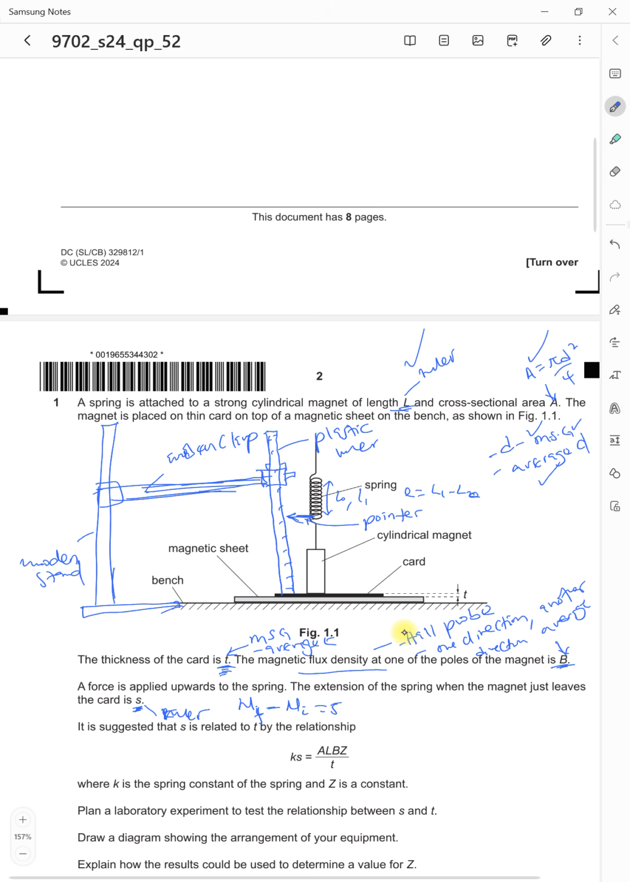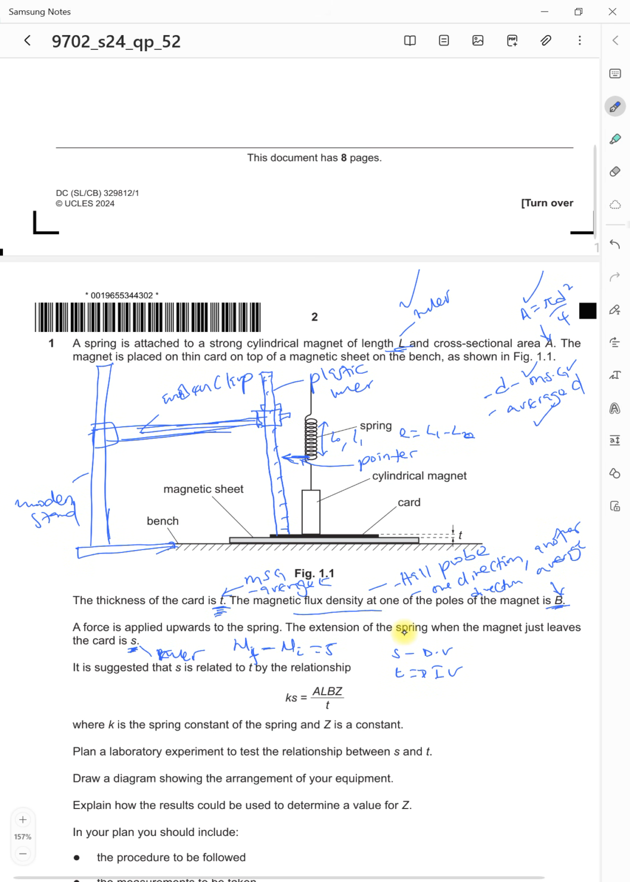S is the dependent variable and T is the independent variable. Okay, it is suggested that S is related to T by that relationship, where K is the spring constant of the spring and Z is a constant. So K is the spring constant. So remember, finding the spring constant, F is equal to K times X. So K is going to be F over X. So I must describe an experiment to find K. Then Z is a constant.